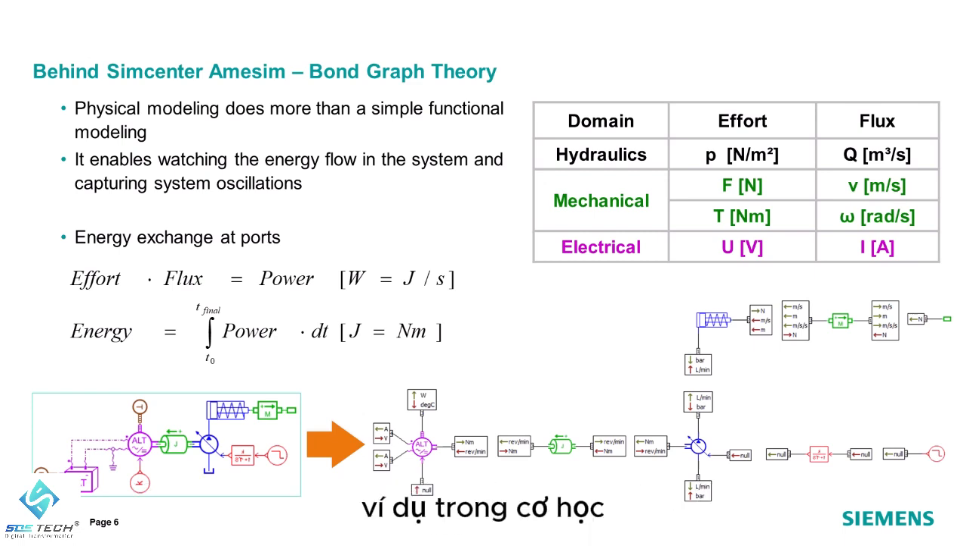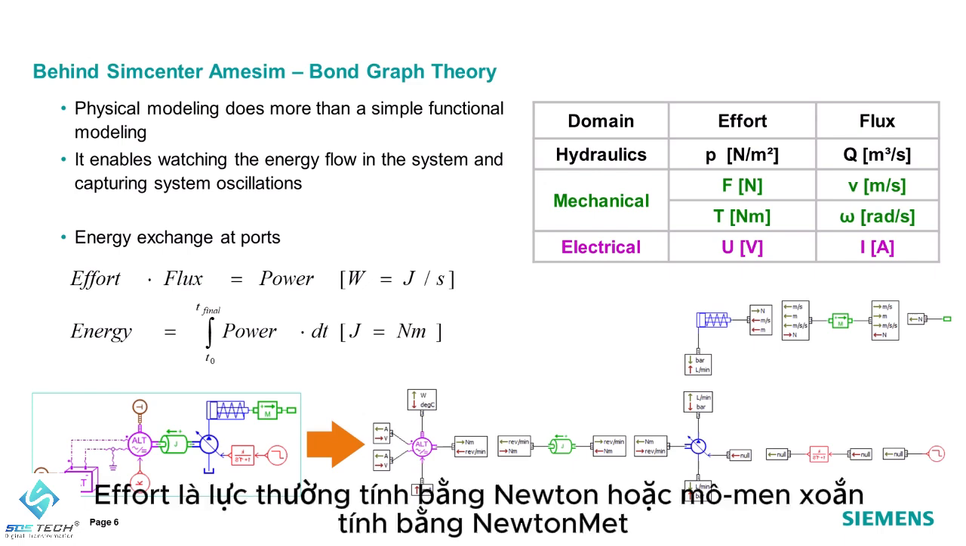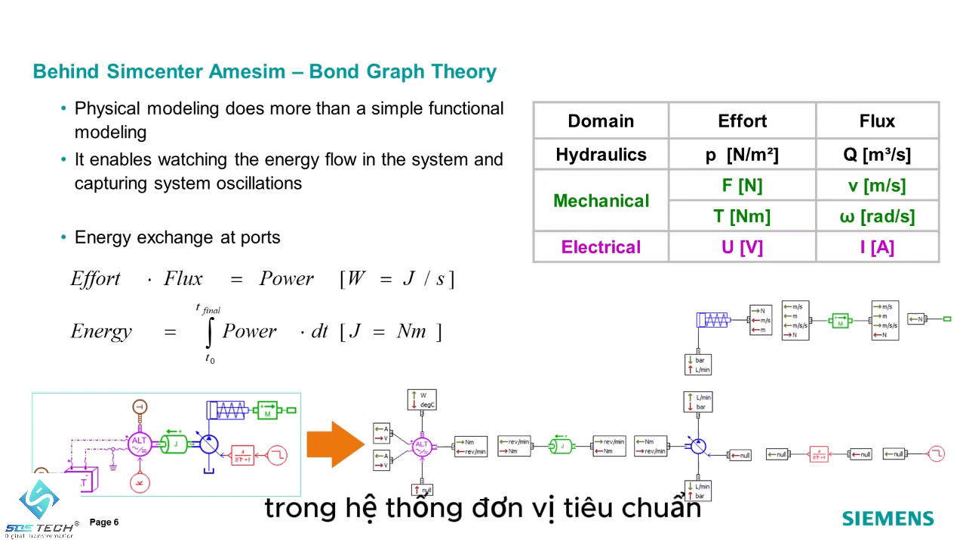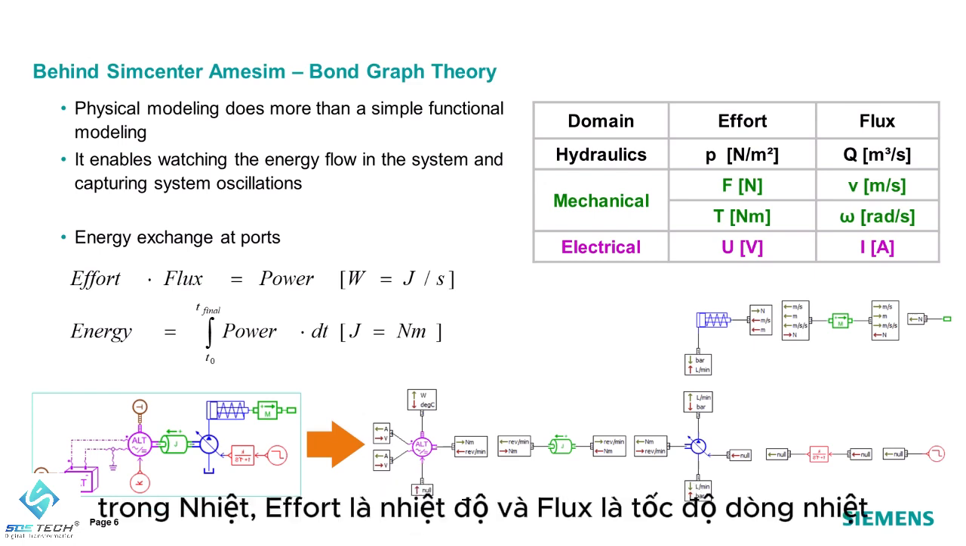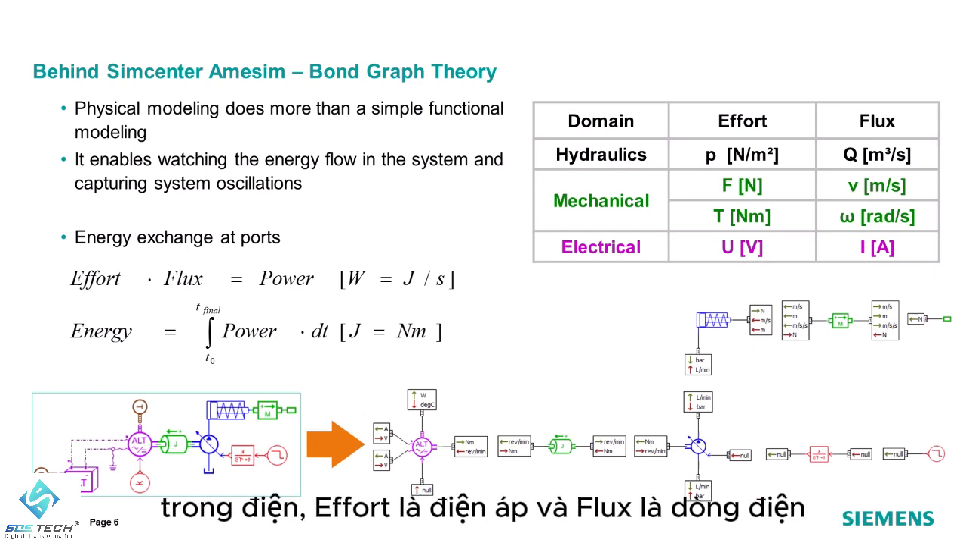For example, in mechanics, the effort is force, usually in newtons, or torque in newton meters in the standard unit system, and the flux is velocity. In hydraulics, the effort is pressure and the flux is the flow rate. In thermal, the effort is temperature and the flux is heat flow rate. In electrics, the effort is potential and the flux is current.